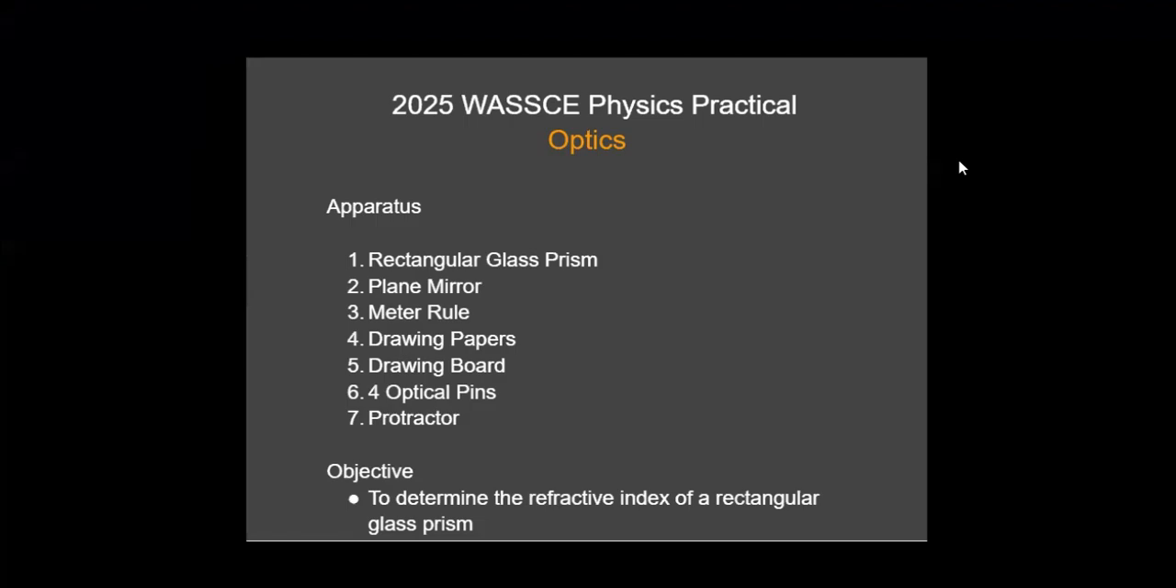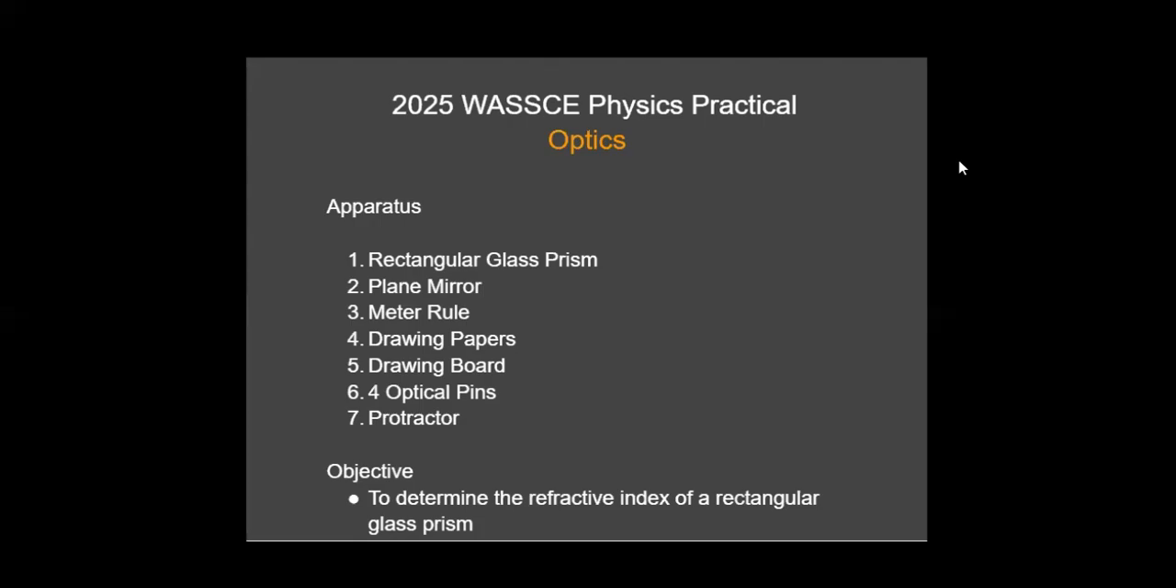You'll be given the following: a rectangular glass prism, a plane mirror, a meter rule, some drawing papers, a drawing board, 4 optical pins, and a protractor. So these are the apparatus you should be expecting.